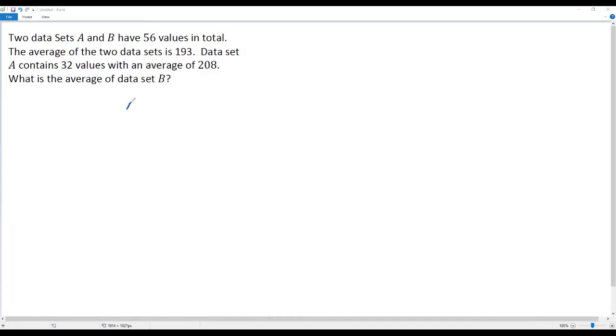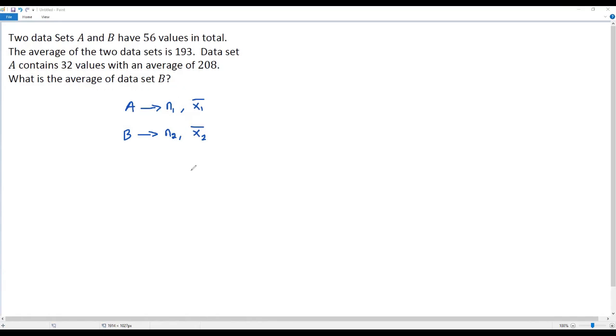Okay, we have two data sets, data set A and data set B. Let's say that we have n1 number of values in data set A, and the average of data set A is given by x1 bar. And in data set B, we have n2 values, and the average of data set B is x2 bar. Our aim is to find the value of x2 bar, which gives the average of data set B.